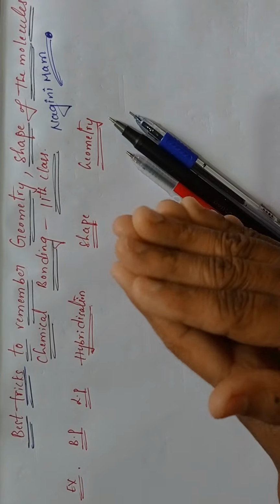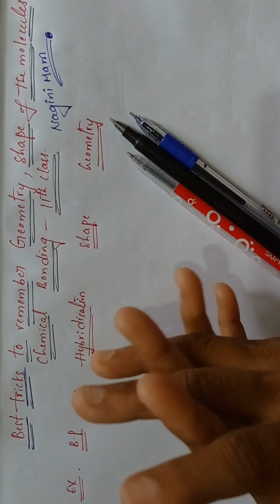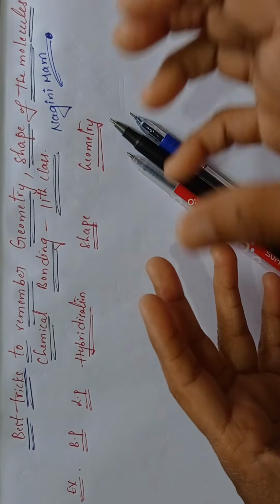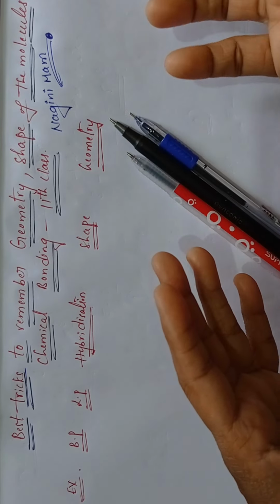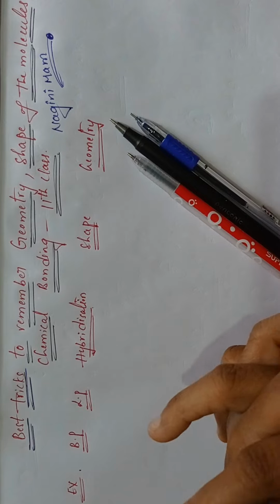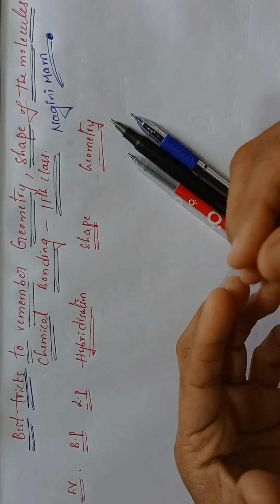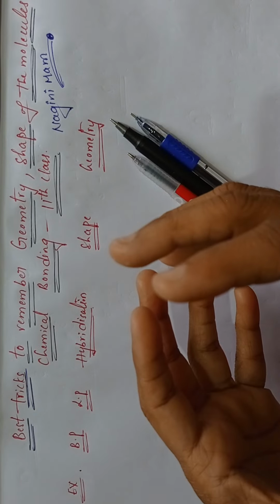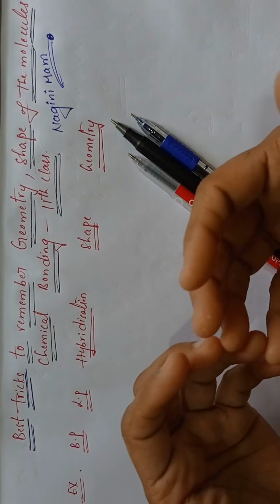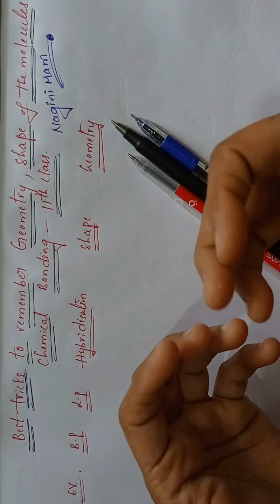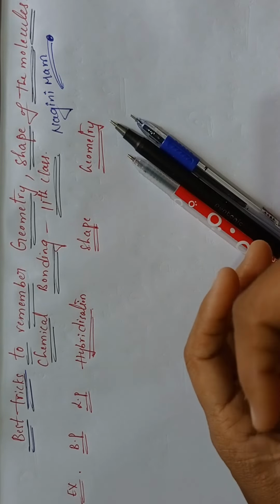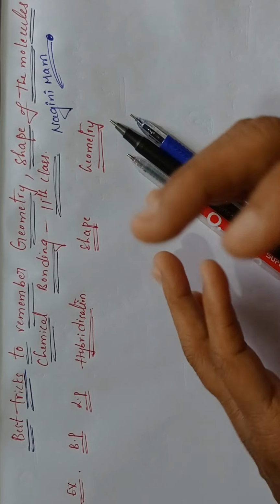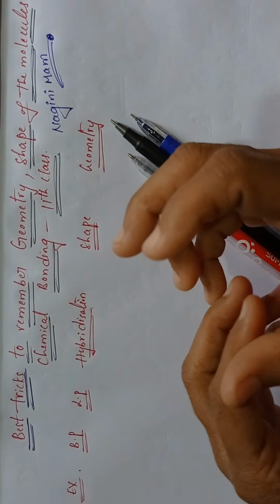Are you clear? Because this is a very important topic for competitive exam students. They will give you just one molecule and may ask what is the shape of the molecule or what is the geometry of the molecule. So many students are confused about which shape is correct, which one you have to write. Students have more confusion in writing the shape and geometry. So that's why I'm giving the best trick to remember the shape and geometry.